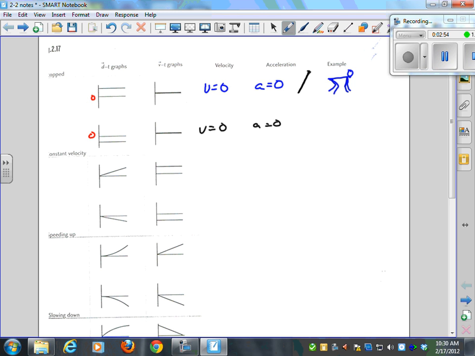No. Well, this just means that they are starting at a negative spot. They're behind the start line. So, in my mind, all it really means is this.